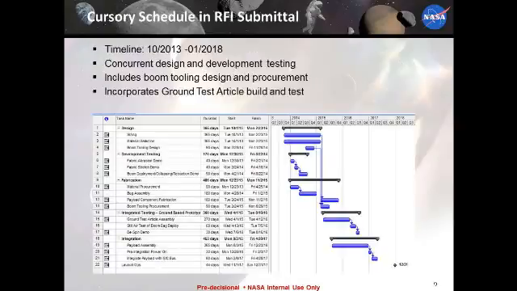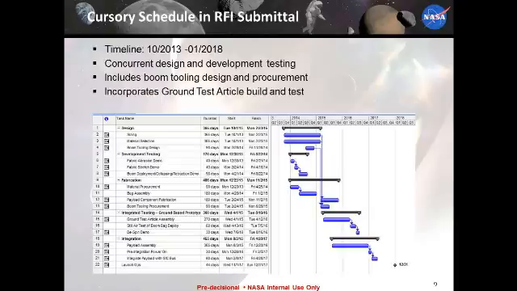For the RFI, I put together a schedule. Basically, if we were kicking off at the beginning of this fiscal year, which obviously we're not, and trying to get up to a 2018 launch, we would have to do a concurrent design and development testing program. The schedule includes time for boom tooling design. If we're going with composite booms, that would take special tooling. These are long, on the order of 18 meters long.